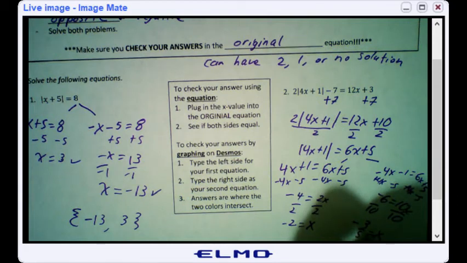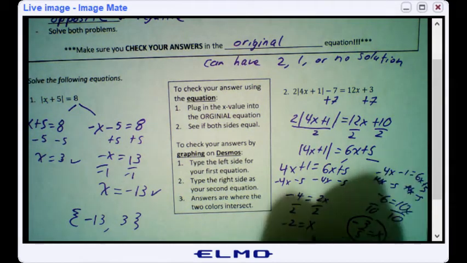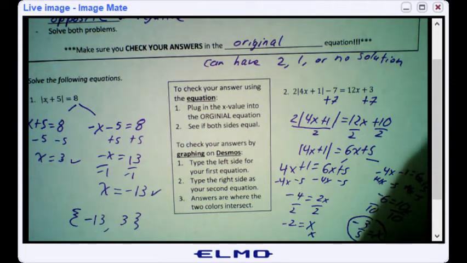When I plug this into Desmos, I find that it will work. Therefore, this is my only solution. This one does not work. So if I write in set notation, it'd just be negative 3/5.